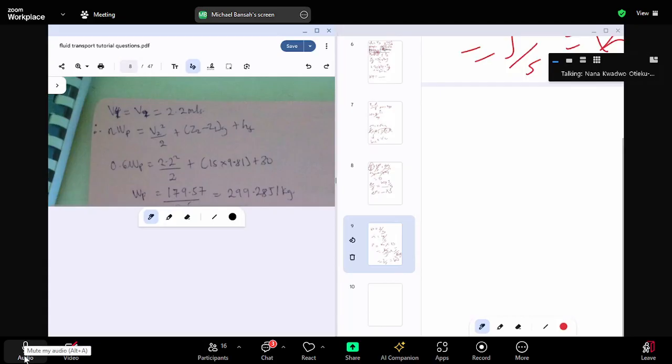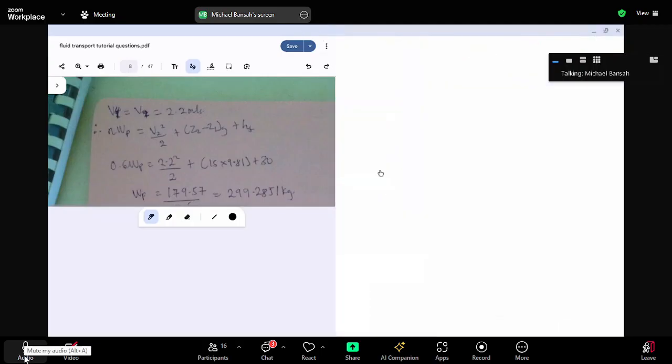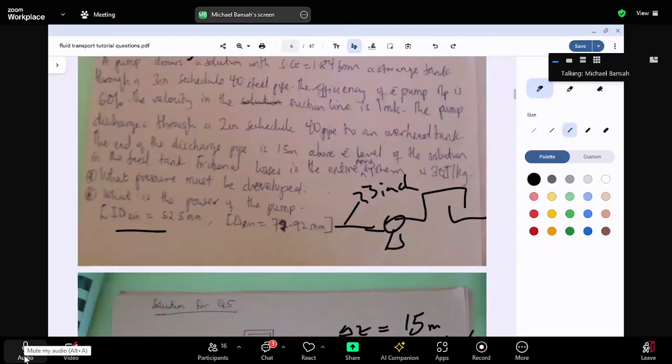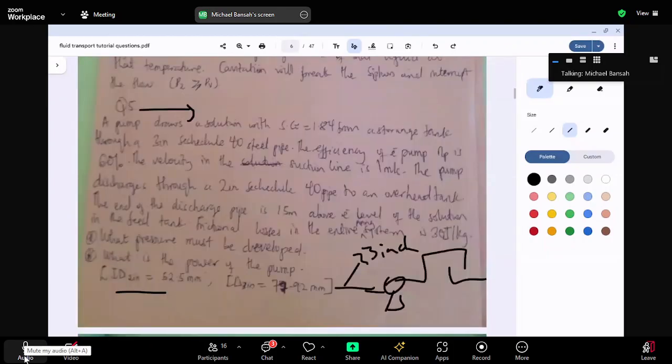So the question is that you kind of go through the solution, so I can just quickly brush over it. So going through the solution. A pump draws a solution with a specific gravity of 1.84 from a storage tank. So you change this to density. That will give you 1840 kilogram per meter cube, through a 3-inch schedule 40 steel pipe.